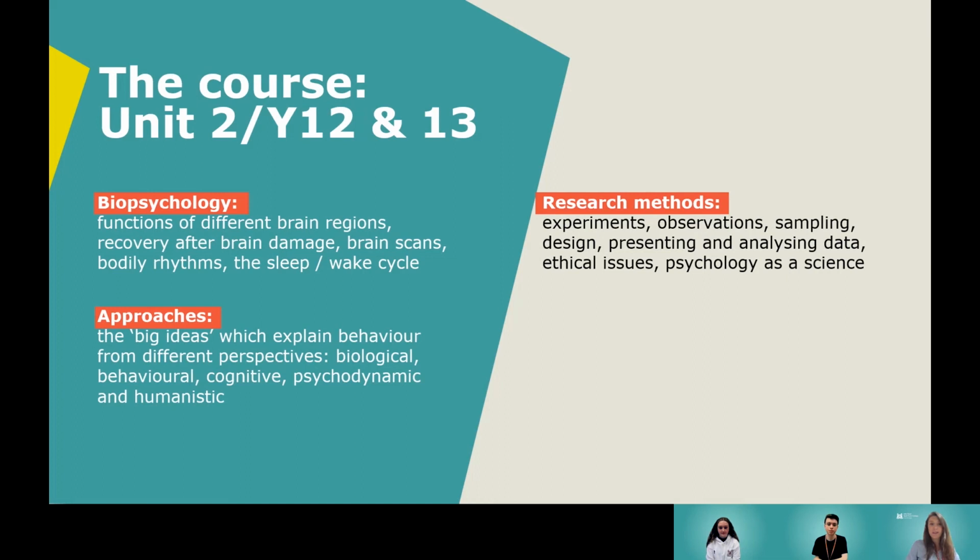In Year 12 and Year 13, we'll look at the second unit, inclusive of biopsychology, research methods and approaches. In biopsychology, we'll look at how the brain functions on a biological and chemical level and different ways in which the brain functions or dysfunctions. We'll look at approaches, the big ideas in psychology, the history of psychology, and how different disciplines and explanations of behaviour have developed since its emergence from the discipline of philosophy, through cognitive psychology, behaviourism, biological psychology, and to the current day of cognitive neuroscience.